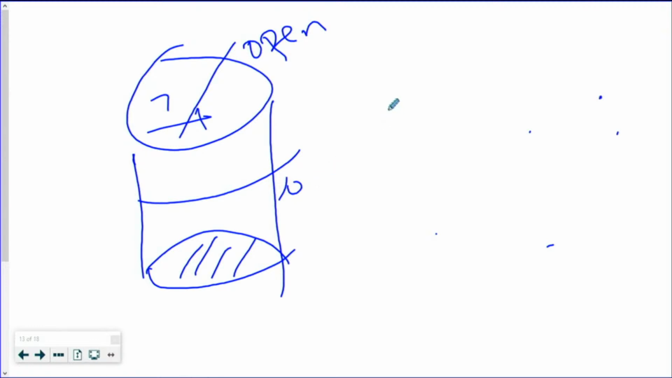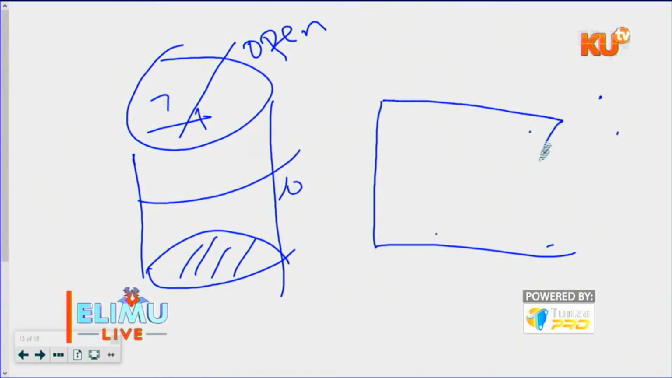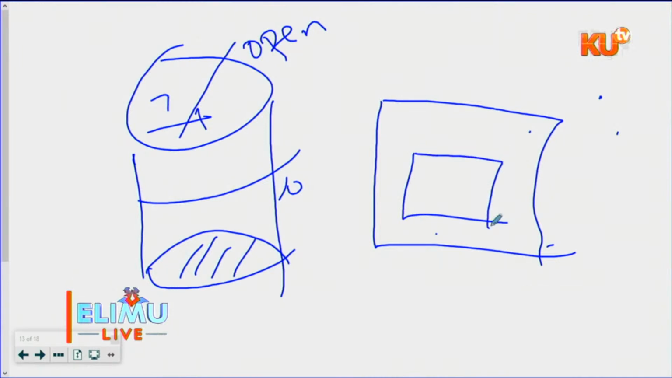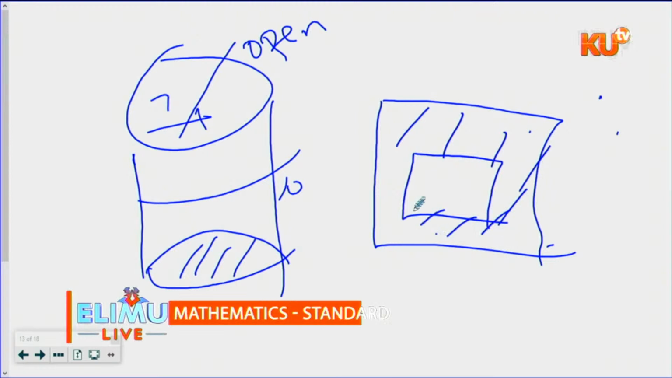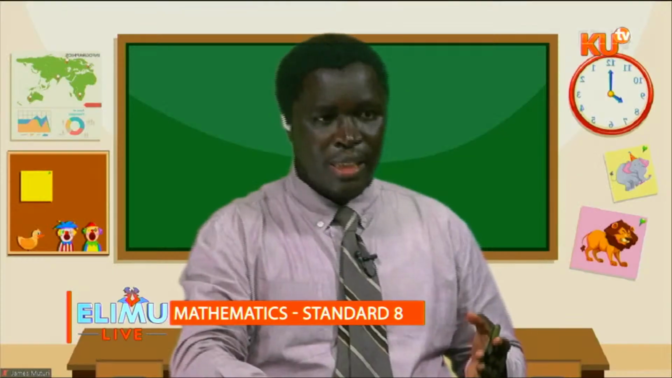So for example, we have this one. Maybe this part is shaded. That shaded part is what we call a border. So we'll talk about area of border differently from surface area.